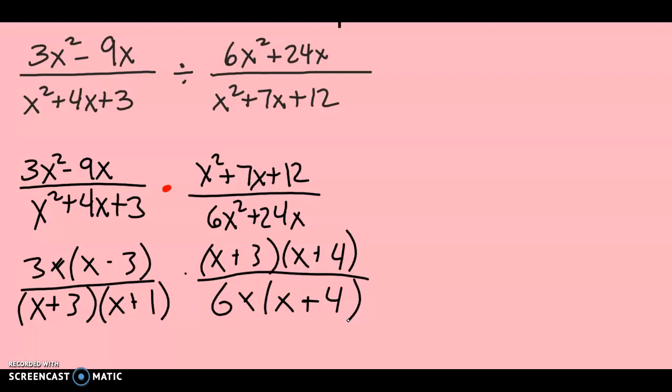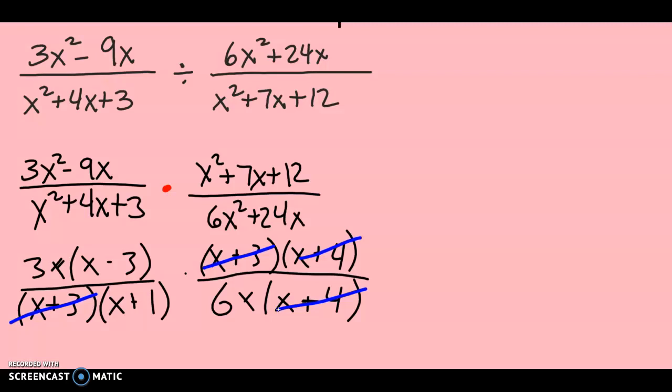Now comes the fun part. The fun part is when you get to start crossing stuff off and saying, what can I eliminate? Remember, you can reduce anything on top with anything on bottom as long as they are factored out and they're exactly the same in their factored form. I see on top and on bottom an x plus 3, so I can factor that out, no more x plus 3. I also see an x plus 4 on the top and bottom. I can factor those out. The x minus 3 and x plus 1 cannot factor out. Those are going to be part of our answer.